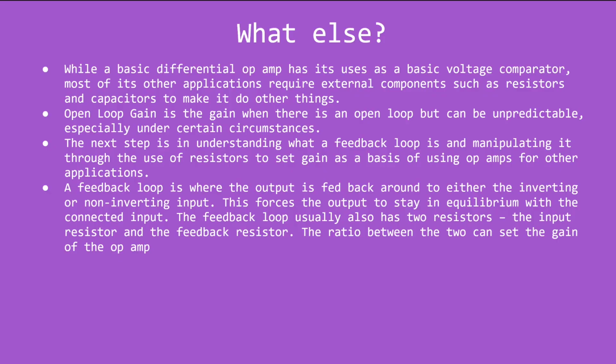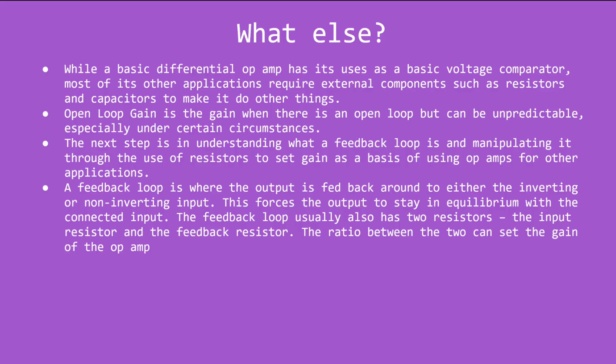All right, so what else is there? Well, the ideal differential op amp we just looked at is basically just a voltage comparator in open loop, but most operations require a closed or feedback loop, and they often require external components such as resistors and capacitors. Now, open loop gain is the gain where, as you guessed it, it's an open loop, but that gain can be really unpredictable. The next topic, of course, we need to cover is the feedback loop and how to manipulate it, usually with resistors, to get the gain. That's the basis for using the op amp for other operations.